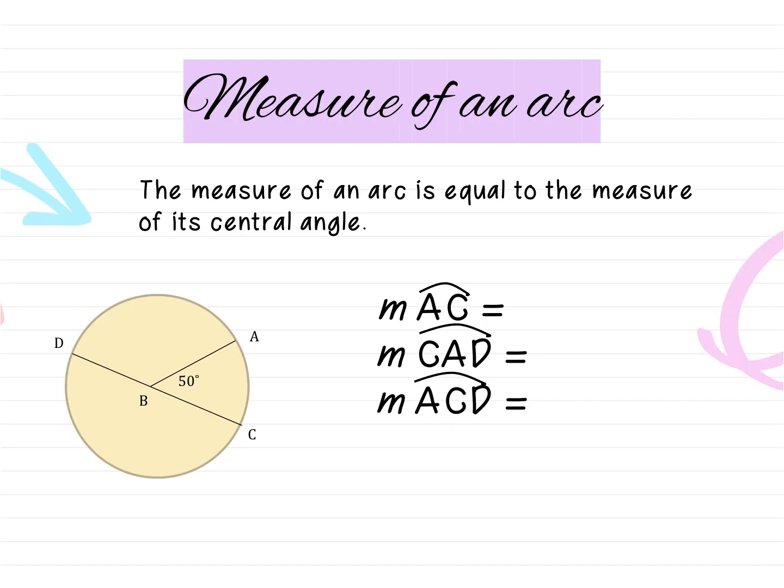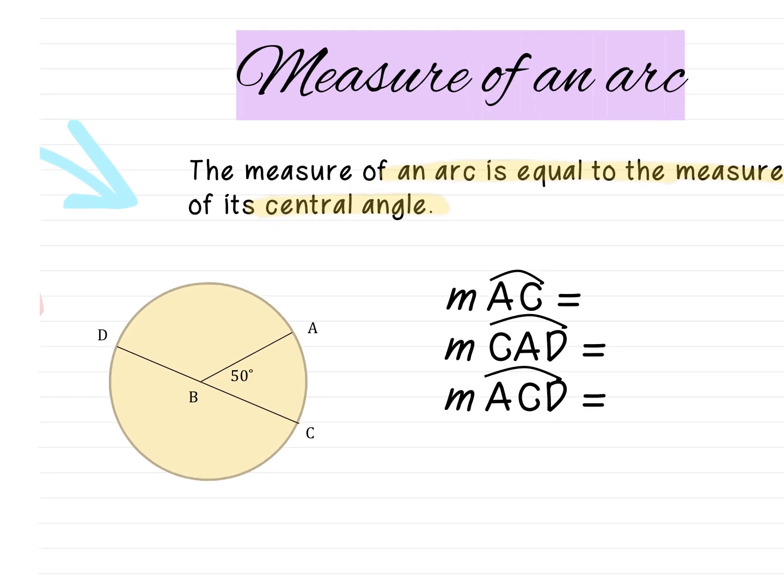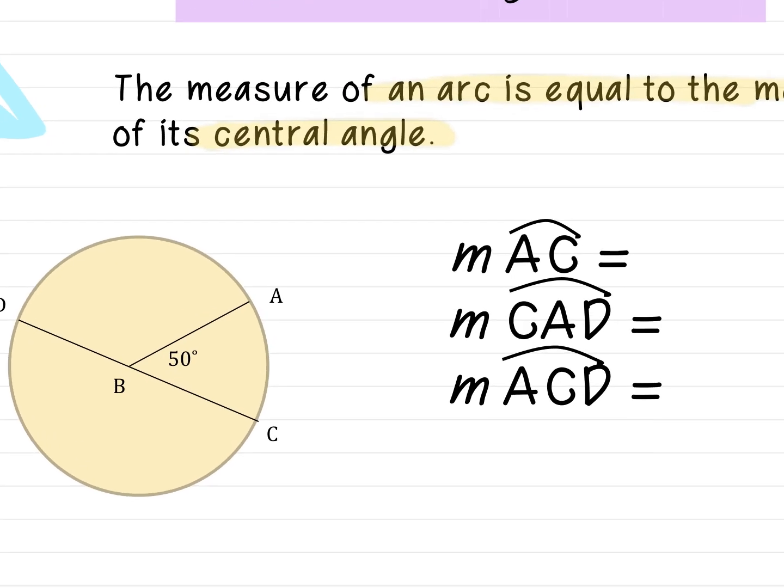All right, measures of an arc. Now we're trying to find the measurements of an arc. The measure of an arc is equal to the measure of the central angle. Super important that you know. So the measure of your arc is equal to the angle measure. So let's go ahead and answer these. Looking at it, this angle right here is 50 degrees. What's the measure of arc AC? 50 degrees as well. Okay, so it's going to be the same.